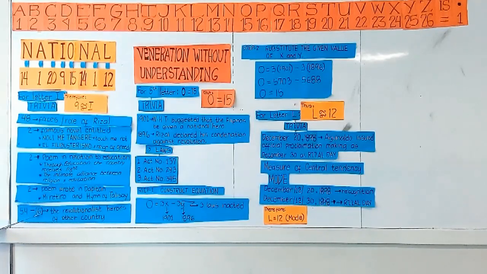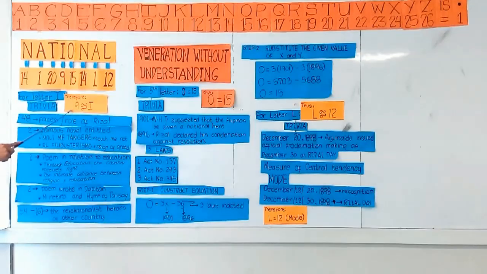Then divide this by 6, which represents the 6 national heroes who were revolutionaries, namely George Washington for the US, Lenin for the Soviet Union, Bolivar for Latin America, Sun Yat-sen and Mao Zedong for China, and Ho Chi Minh for Vietnam, according to Veneration Without Understanding. Therefore, 54 divided by 6 is 9, which is now the value of our letter I.